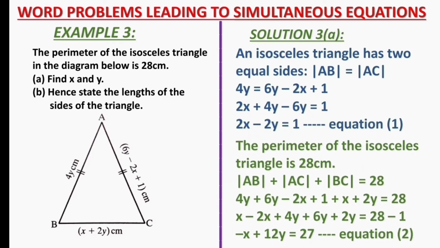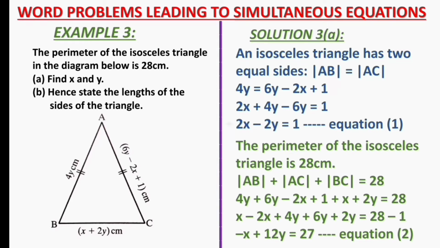From the question, the perimeter of the isosceles triangle is 28 centimeters. To find the perimeter of a triangle, we add all the sides. That means the length of AB plus the length of AC plus the length of BC should be equal to 28 centimeters. Adding up these three lengths, collecting like terms and simplifying the equation, we are going to have an equation 2, which should be minus x plus 12y is equal to 27.